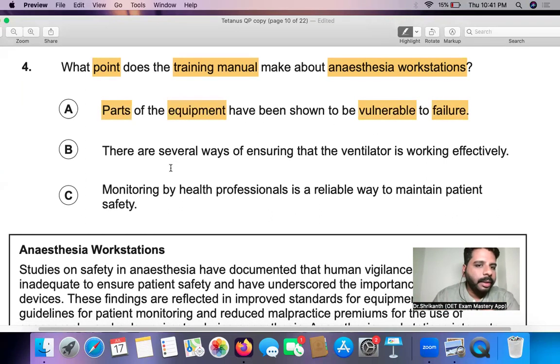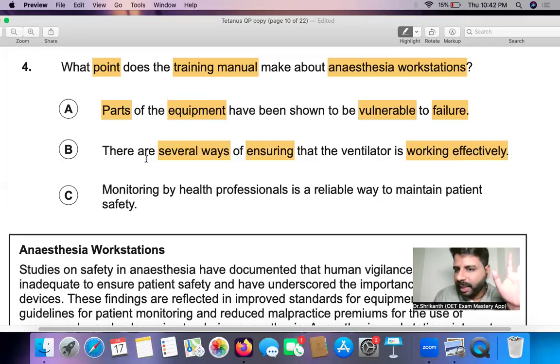What is the second point over here? There are several ways of ensuring that the ventilator is working effectively. Several means what? Method number one, method number two, method number three. Like that, there are different methods, different ways. Ways of what? For ensuring. Ensuring means confirming. So we need to confirm whether this ventilator is working properly or not. And how can we find that? We can find that by several ways. And that is the point coming from this training manual, according to answer option B.